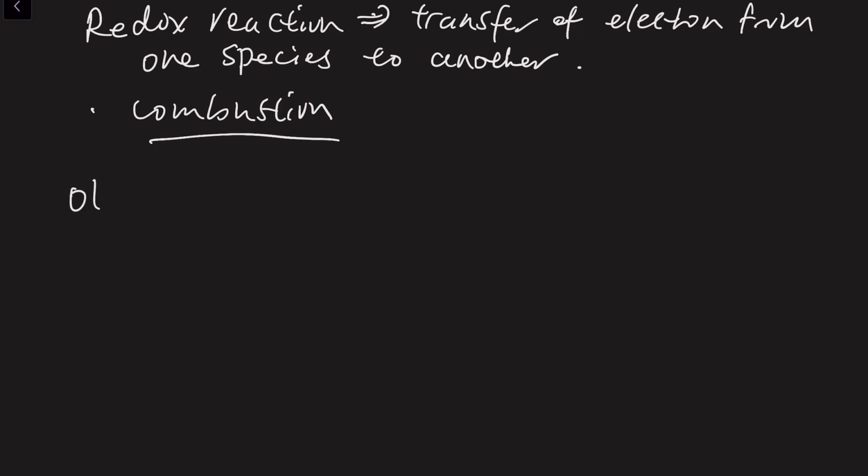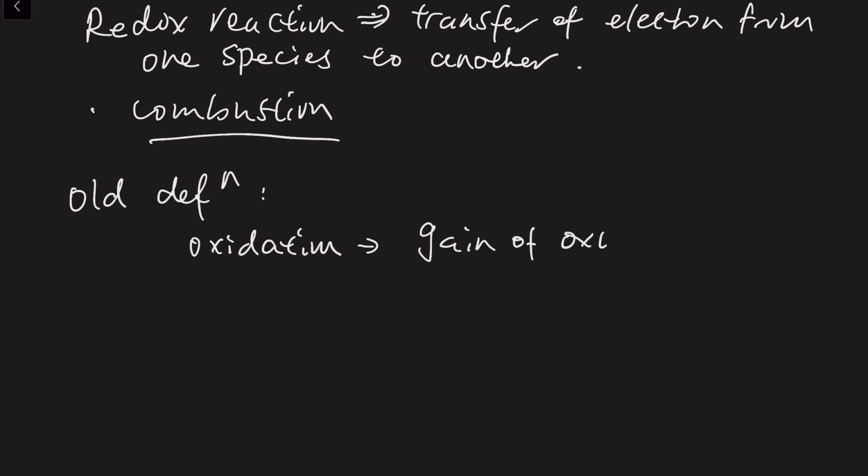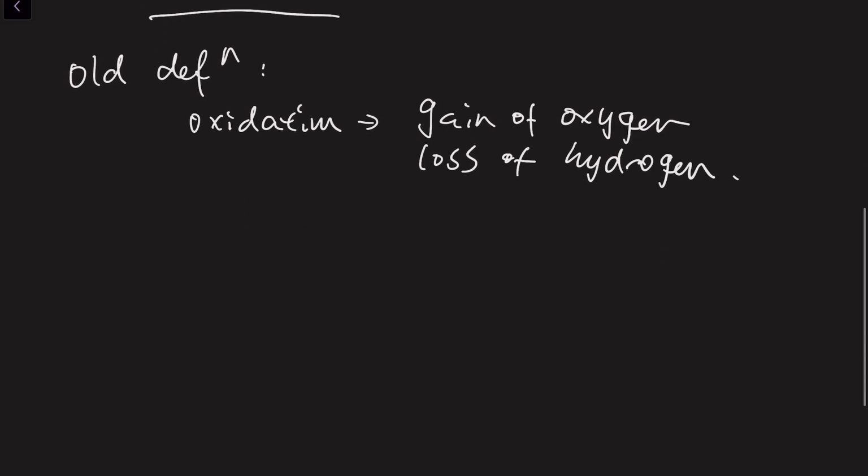The old definition of redox reaction is as follows. Oxidation means gain of oxygen, hence the term oxidation, and loss of hydrogen. The way I remember this is that hydrogen is always like the opposite to the oxygen. So if you are gaining oxygen, you are also losing hydrogen when you are doing oxidation.